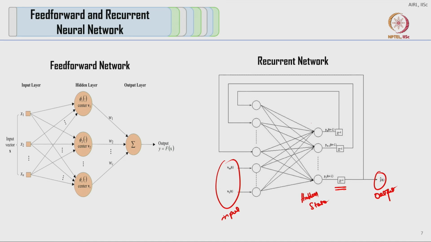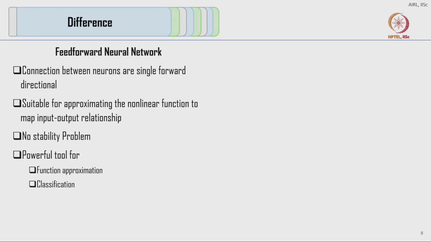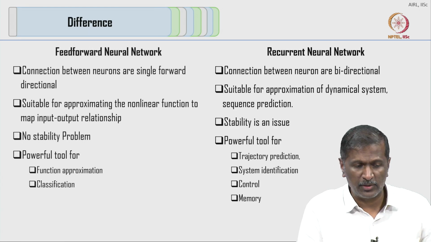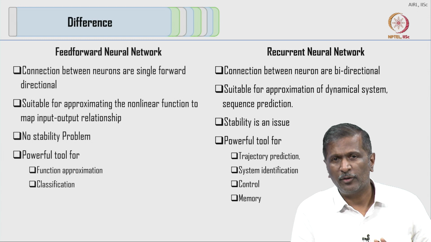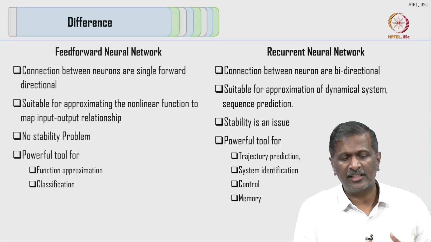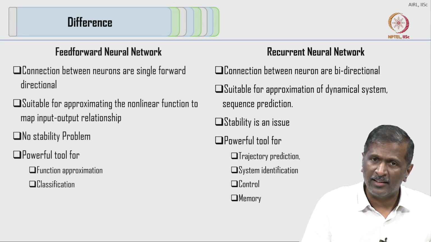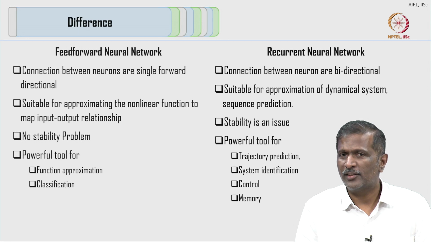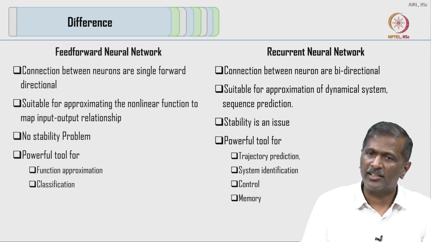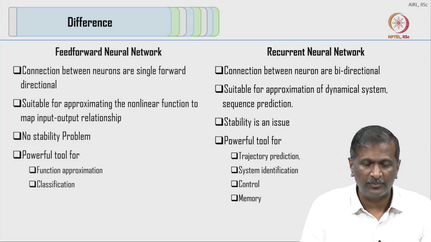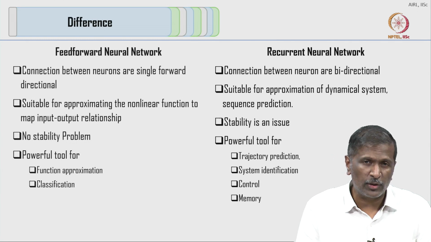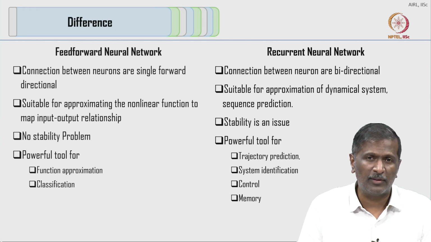The feeding back brings an interesting challenge in learning. If you are trying to understand the difference between these two from the point of view of connections, connections between the neurons are single, forward directional, whereas in a recurrent neural network, connections between the neurons are bidirectional. Not all neurons need to be bidirectional, but some of them will be bidirectional.